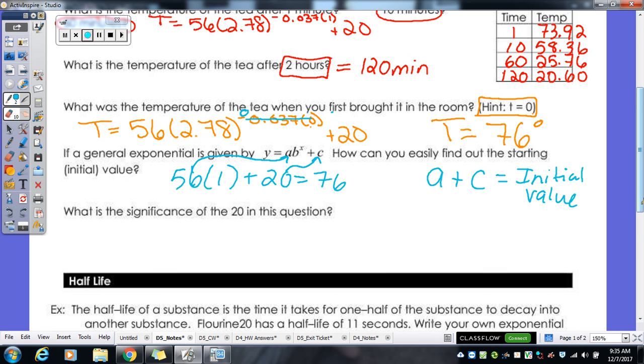And then what is the significance of the 20 in this question? What do you think the plus 20 means there? No guesses? That's the temperature of the room.